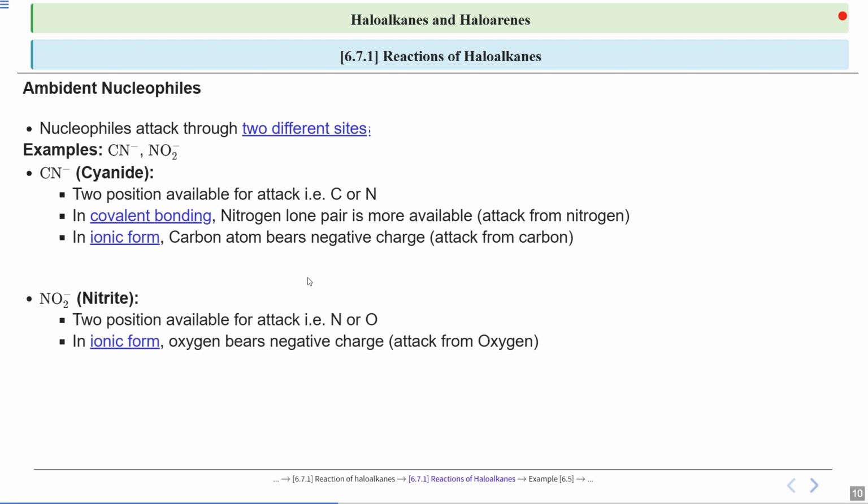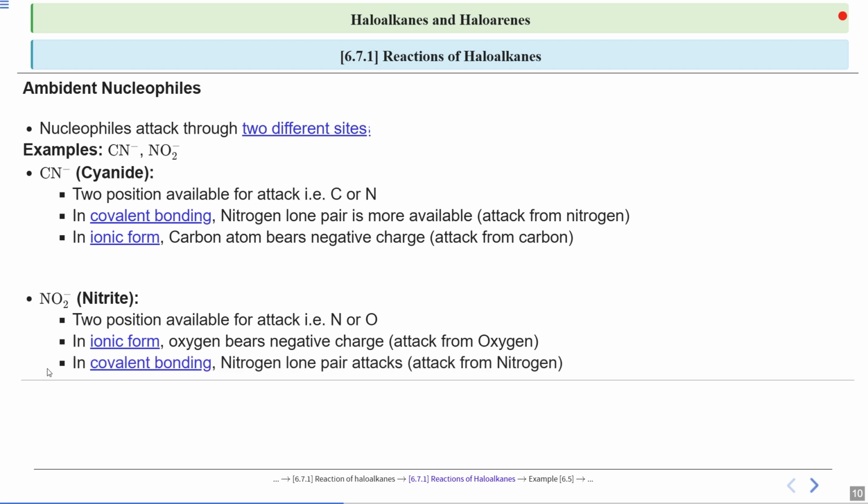So O negative, single bond to N, one lone pair, double bond to O. There are two positions available for attack, nitrogen and oxygen. In the ionic form, the oxygen will have the negative charge and the attack will happen from the oxygen to the carbon. In the covalent bonding, the nitrogen lone pair is going to attack the carbon, and the attack will happen from the nitrogen.